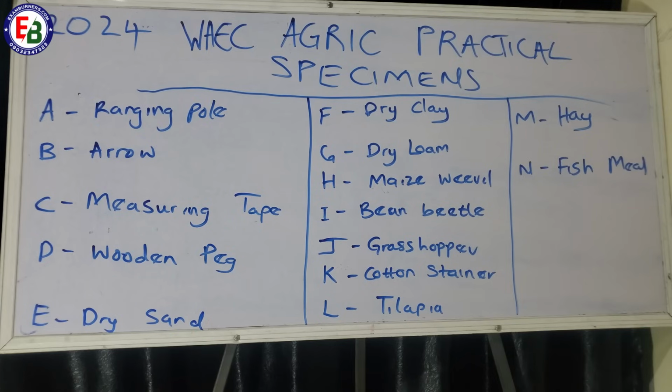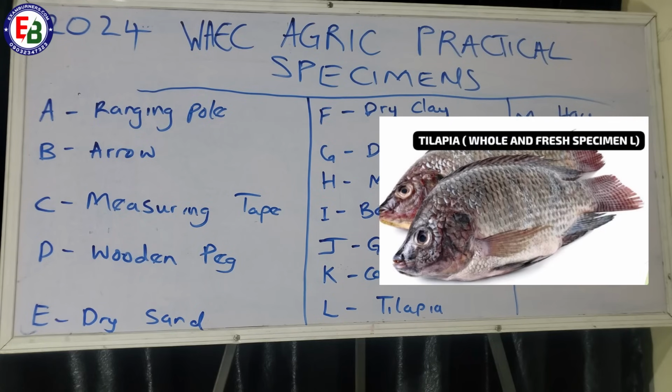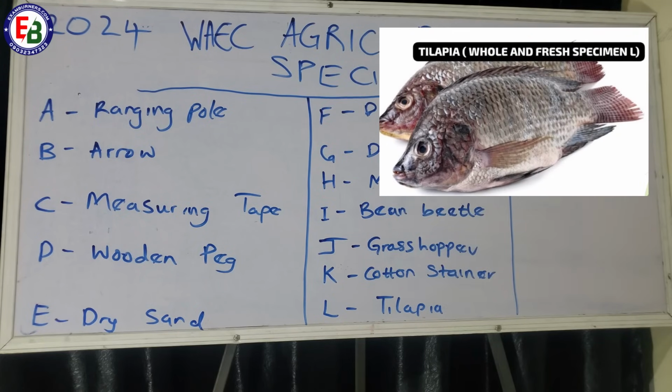The next question here is question 3bii. List 4 characteristics of specimen L which makes it culturable. So specimen L is tilapia, and we are told to list 4 characteristics of specimen L which makes it culturable. I'm going to be giving you 6 characteristics, so you can just pick 4 and cram it. The first characteristic is the ability to breed in captivity. So one of the characteristics of tilapia that makes it culturable is that it can breed in captivity.